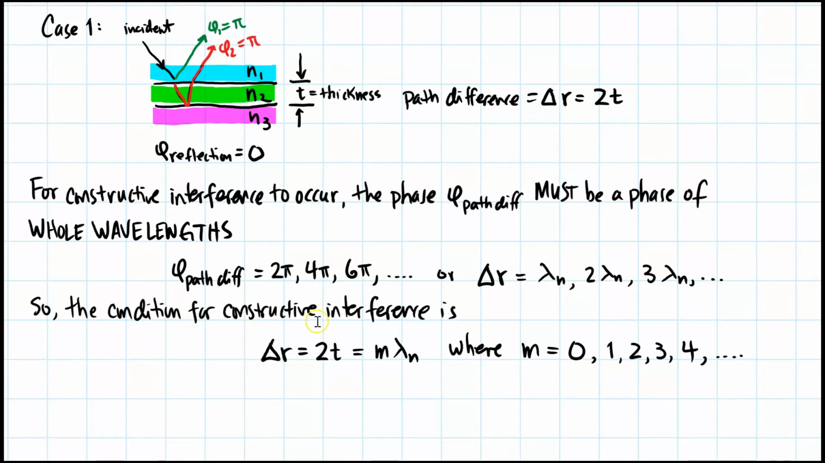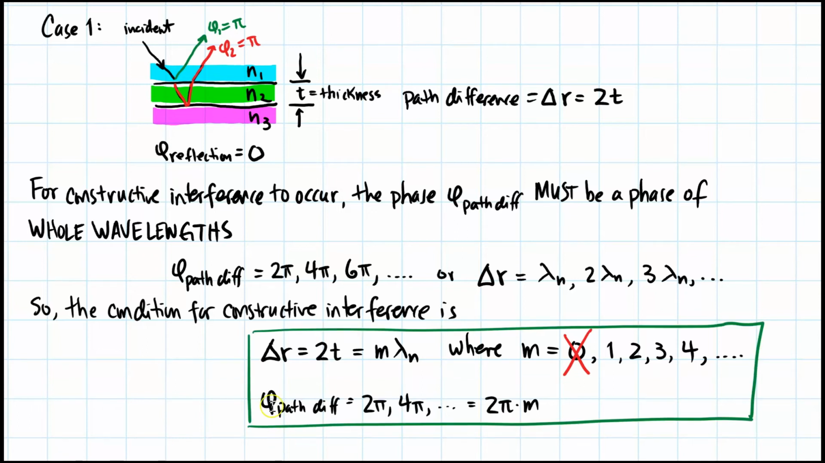So the condition for constructive interference is that delta R, equal to 2t, has to be multiples of whole wavelengths, where m in this case can never have zero value, because that means that the thickness of the film is zero. It's not possible. So it starts at 1, 2, 3, 4 on, etc. Therefore, the phase due to the path difference will then be 2 pi, 4 pi, etc., or 2 pi times m. That's what guarantees constructive interference.